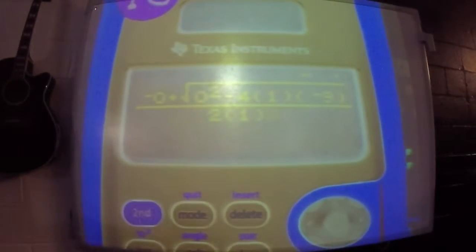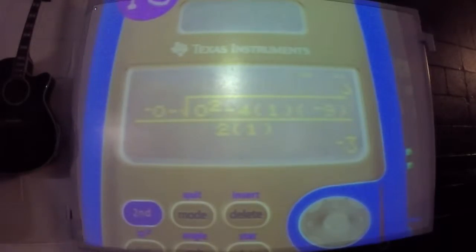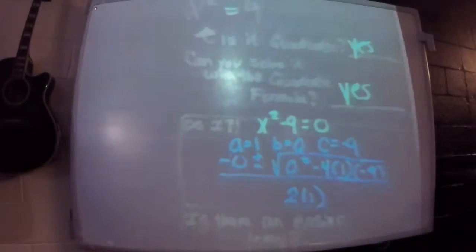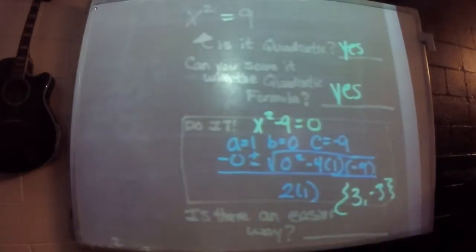All right, so I got it in my calculator. I'm going to hit enter. I'm going to get one answer, and that answer is 3. I'm going to get my other answer by just changing the plus sign to a minus sign, and I get negative 3. So my 2 answers were 3 and negative 3. I'm just going to write that right here, 3 and negative 3, in that squiggly bracket.